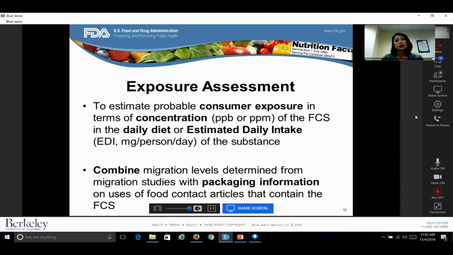So once the migration levels are determined, we have exposure assessment, and this estimates the probable consumer exposure in terms of the concentration of the food contact substance in the daily diet or the estimated daily intake. And the way that the exposure assessment is calculated is a combination of the migration levels determined from the migration study with packaging information.